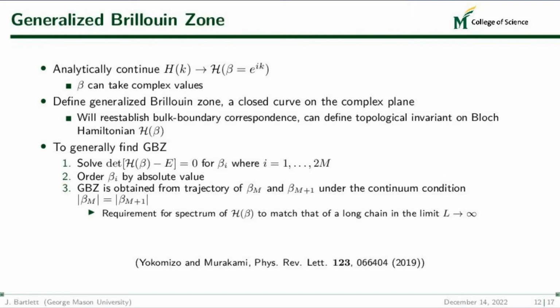So after we allow k to take on complex values, we now define a closed curve on the complex plane, which is what we call the generalized Brillouin zone. This closed curve, when inputted back into H(beta), will reproduce what we call the continuum bands and allow us to define a topological invariant and reestablish bulk boundary correspondence.